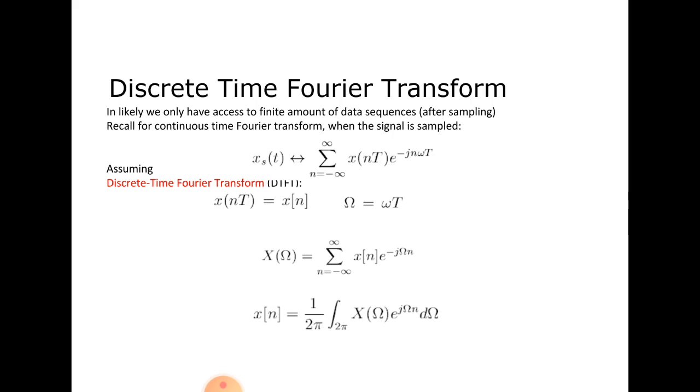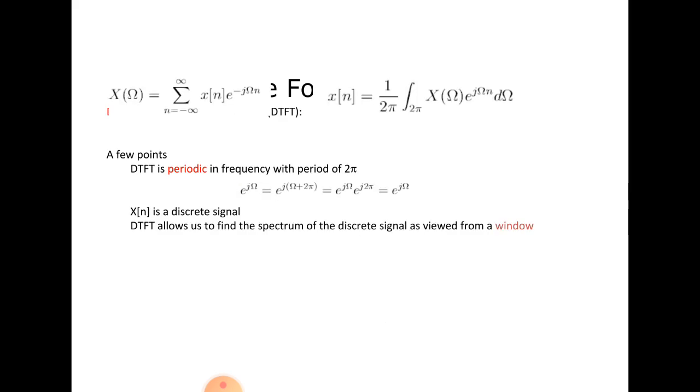Here omega is equal to omega T. X(omega) is the summation over n from minus infinity to plus infinity of x[n]·e^(−jωn), and x[n] is equal to 1 divided by 2π times the integral over 2π of X(omega)·e^(jωn) dω. So X(omega) is the summation over n of x[n]·e^(−jωn), and x[n] is equal to 1 divided by 2π times the integral over 2π of X(omega)·e^(jωn) dω.